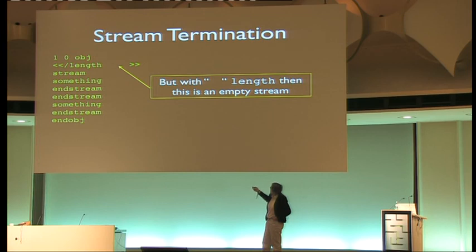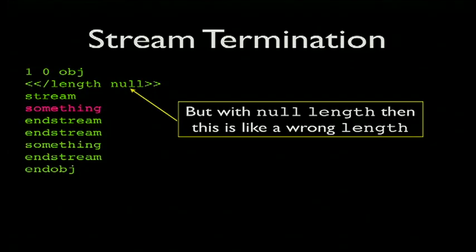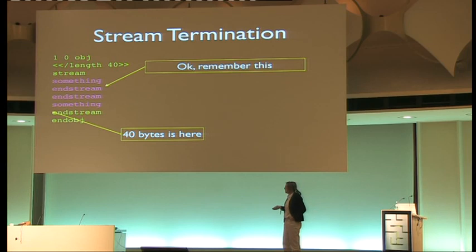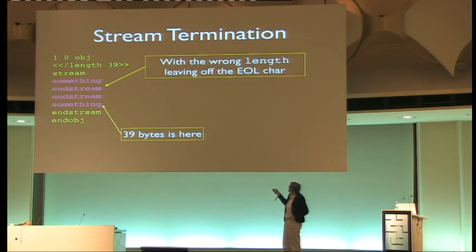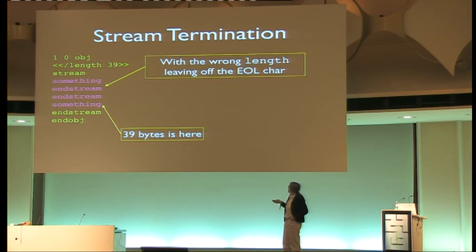If you leave that out entirely, then this is a null object, basically. Although strangely enough, if you explicitly put null there, then it stops at the first end stream again. The other interesting thing is that the length may or may not include the final line feed. There's supposed to be a line feed before the end stream, but if you point at the line feed instead of at the beginning of the end stream, that's okay. These are both equivalent.